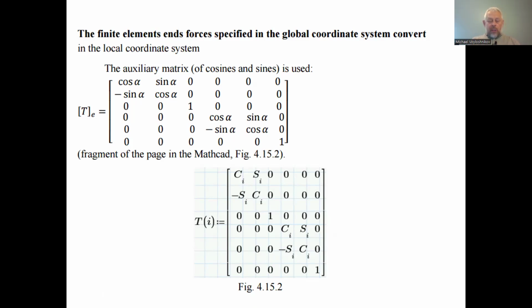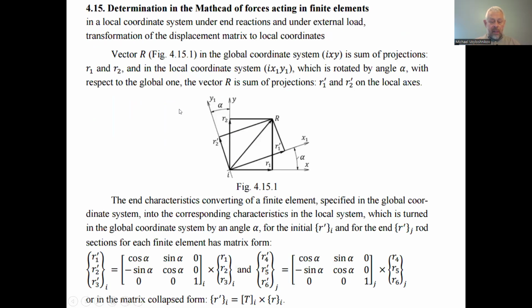To transform to the local coordinate system, we can use this matrix. This looks like a quasi-diagonal matrix. So we have 2 segments of the same matrix, with other zeros. Why is this matrix bigger than the 2 matrices considered on the previous slide?